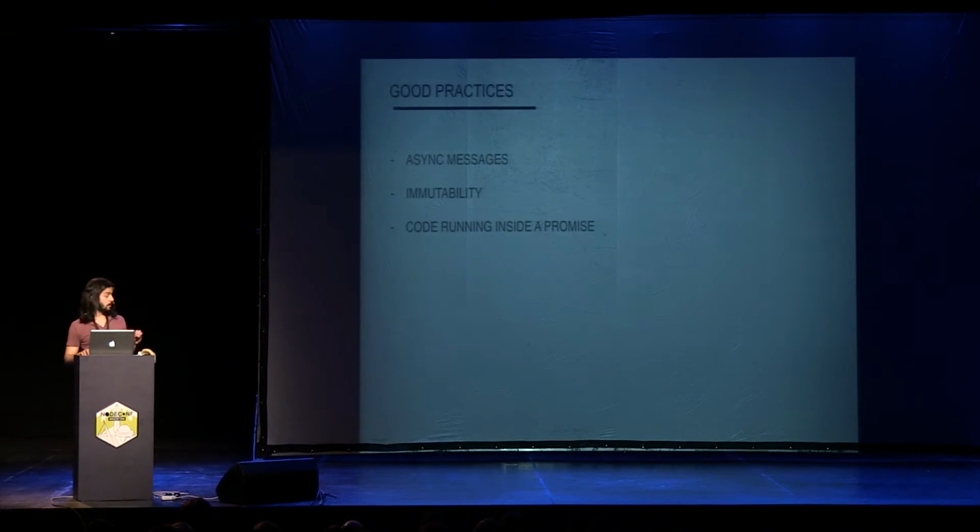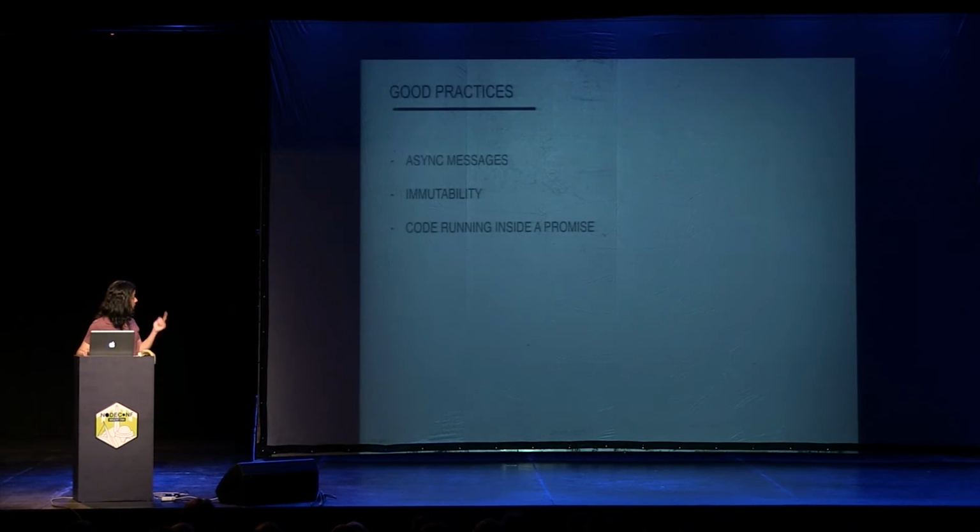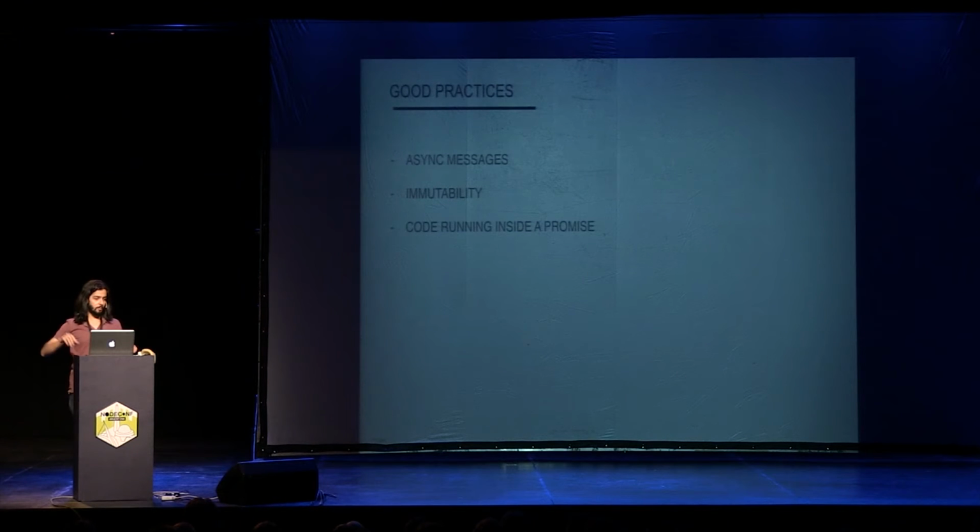And these good practices are basically, but not just this, using async messages. All service calls in Studio are async. Using immutability, Studio always passes a clone of the object when calling other functions, and your code is always running inside a promise. So it's really, really hard to have an exception going out of a promise. You have to do something really, really wrong to get this.